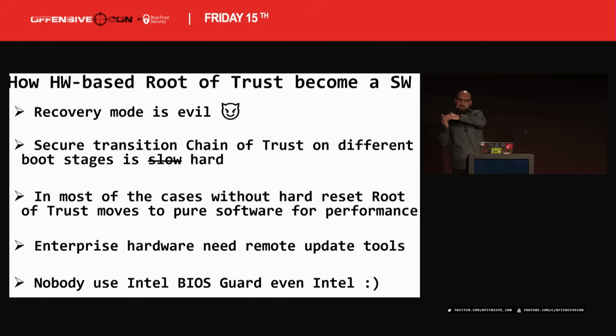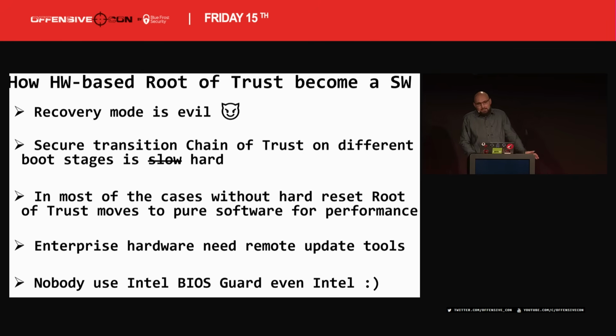As an example, the chain of trust was verified, all the states were verified correctly before, and then we start from that point. And it's not really secure, and I will show you why. In most cases, without a hardware reset, it's really pure software, as I just discussed.